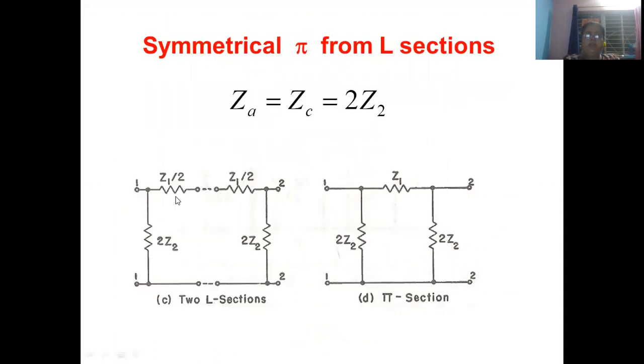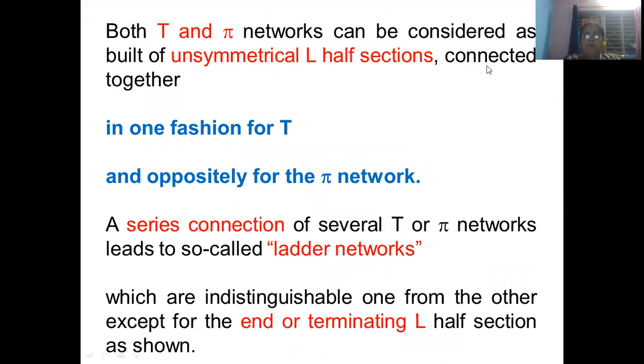Now in this case, we have combined two L sections in the form of pi sections. So this series impedance will become Z1 and the shunt arms are twice Z2 and twice Z2. Both T and pi are considered as built of unsymmetrical L half sections which are connected together in the form of T and pi. A series connection of several T and pi networks leads to so-called ladder networks, which are indistinguishable one from the other except for the end terminating L half sections.